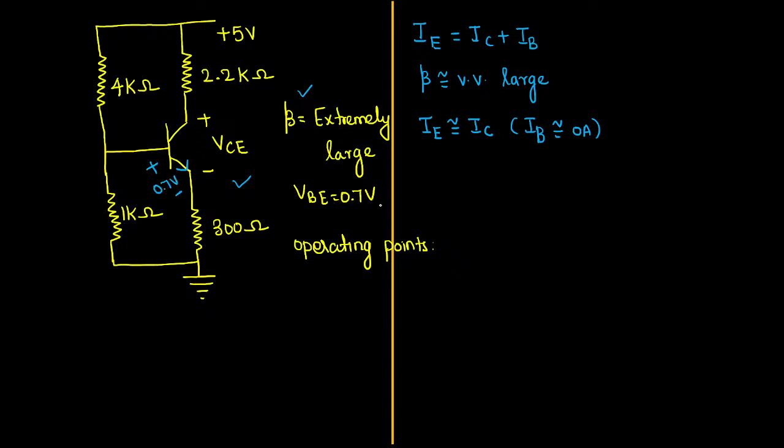Everything is fine, sir. Operating point means we have to calculate the value of collector to emitter voltage and collector current. These 2 points are simply called the operating point. Why? Because these 2 points decide the region of operation, whether your transistor is in active region, saturation region, or cutoff region. These things are decided with the help of collector to emitter voltage and collector current only.